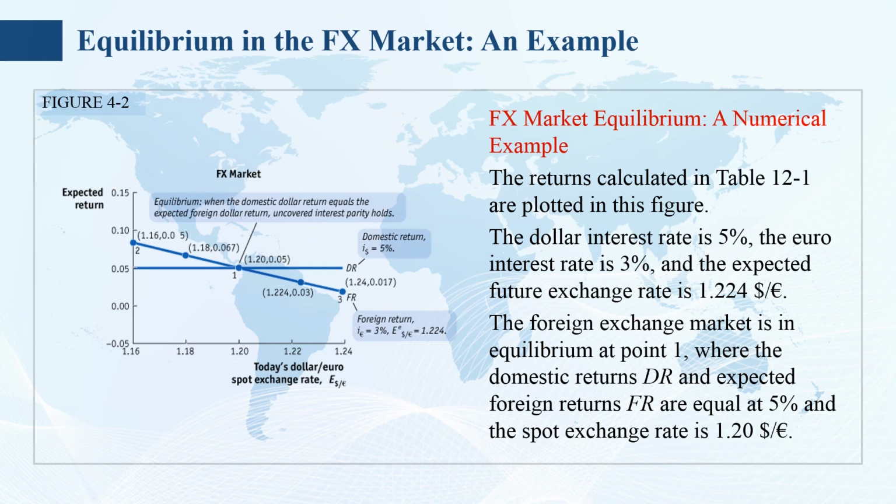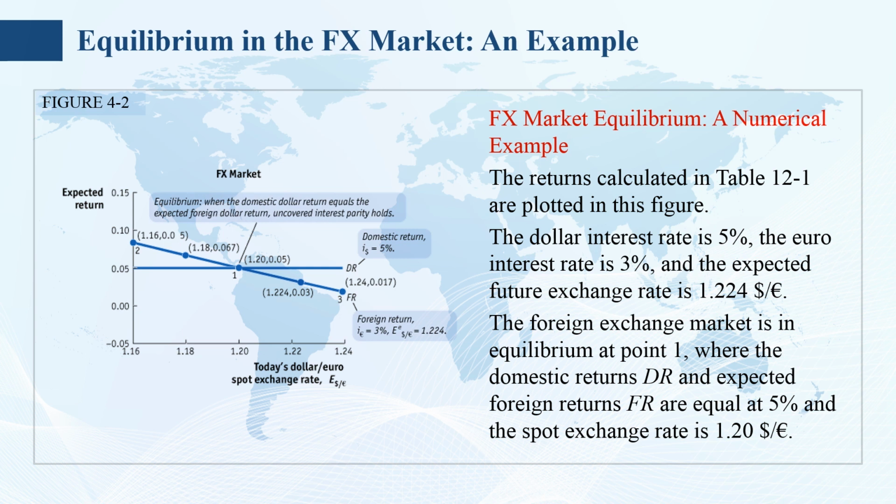How is the equilibrium reached? Suppose that initially the market is out of equilibrium, with the spot exchange rate E, in dollars per euro, at a low level, so that the foreign return, the right-hand side of the equation, exceeds the domestic return, the left-hand side.